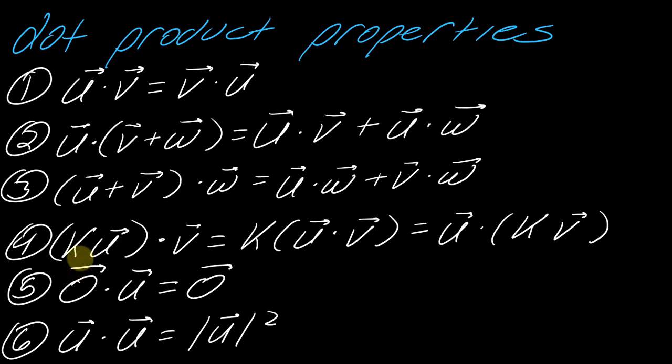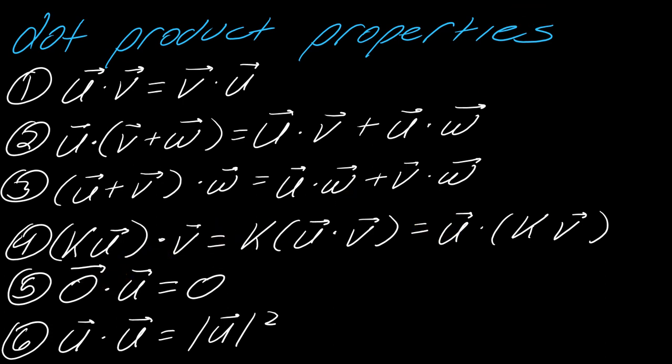If I have a scalar, it doesn't matter where you multiply the scalar. If I take k times u and then I dot that with v, that's the same as just taking u dot v and then multiplying it by k. Or I could multiply k times the second vector and then dot it. It's all the same.